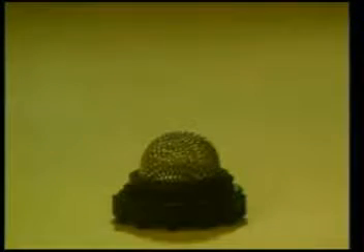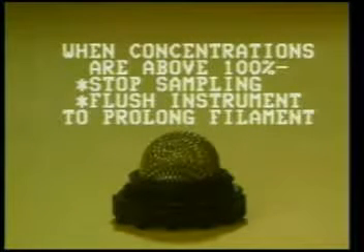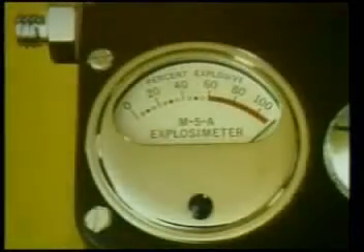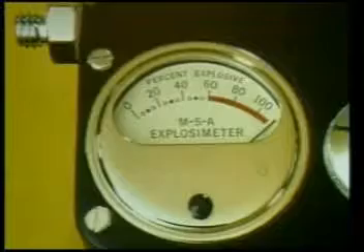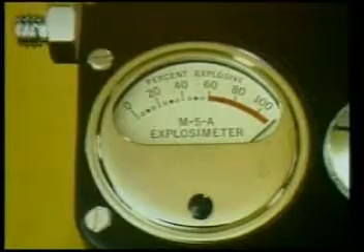The replaceable detector filament is the heart of the explosimeter indicator. Its service life depends a great deal on the sample concentrations. So when concentrations are above the 100% mark on the scale, it's best to stop sampling and flush the instrument with fresh air to prolong the life of the filament. If the meter needle moves to the extreme right of the scale, stays there, and can't be adjusted to zero, usually the filament is burned out.